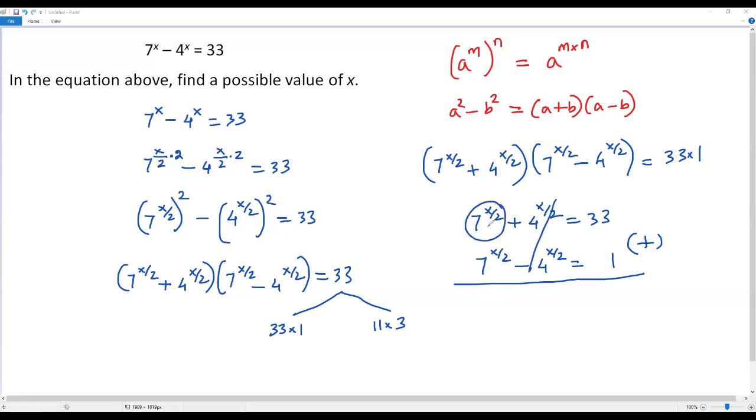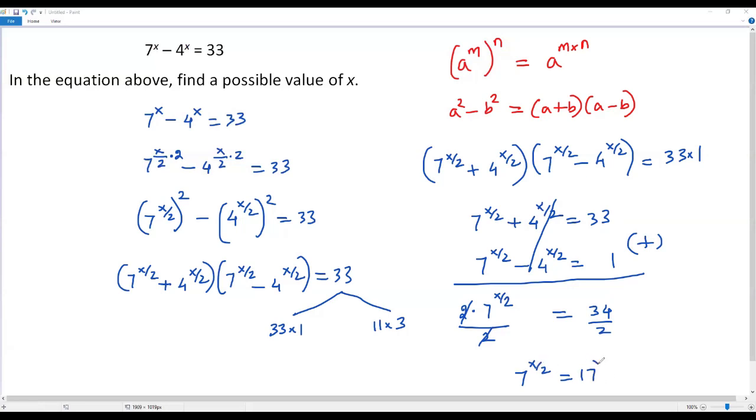Here we add two like terms. Just assume this is a and this is a. When I add a and a, I'll be getting 2a. But instead of a, we have 7 to the power of x over 2. Let me write this over here. And on the right side, when I add 33 and 1, I'm getting 34. Now let me divide both sides by 2. When I do so, this 2 will cancel out. I'm getting 7 to the power of x over 2 equals 34 divided by 2, which is 17. So I got 7 to the power of x over 2 equals 17.